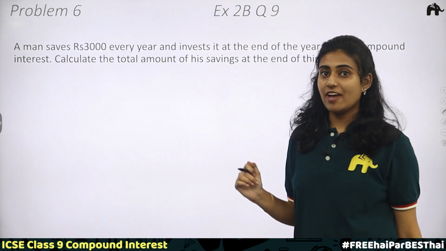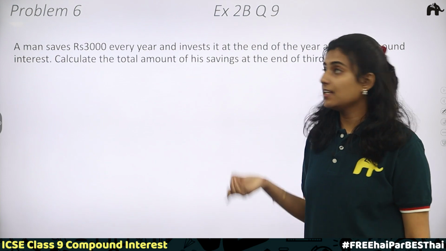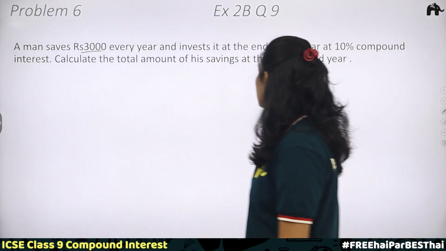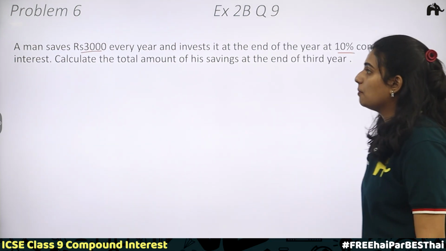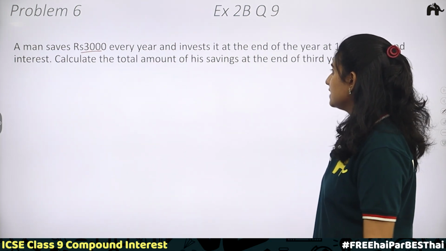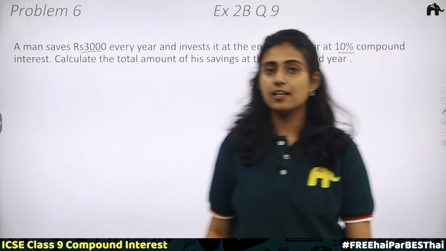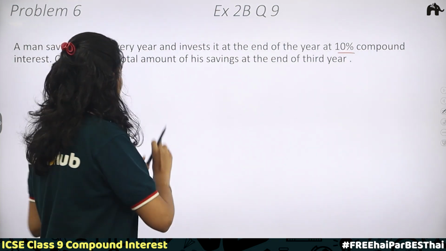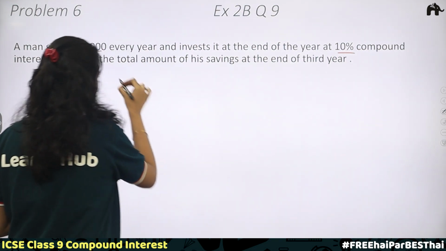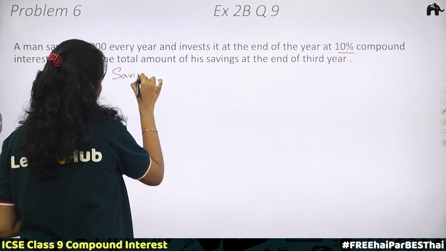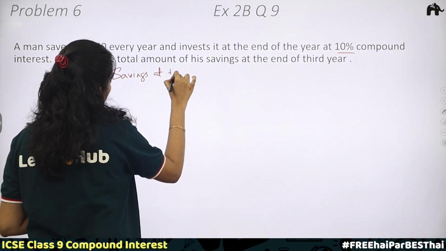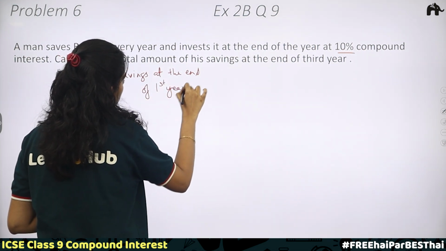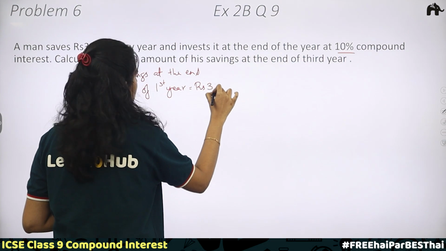Clear? Here we have the last problem for today, problem number 6, question 9 of exercise 2B. A man saves rupees 3000 every year and invests it at the end of the year at 10% compound interest. Calculate the total amount of his savings at the end of third year. So here, first year, the savings is rupees 3000. This 3000 he invests for the second year. So, savings at the end of first year is equal to rupees 3000.